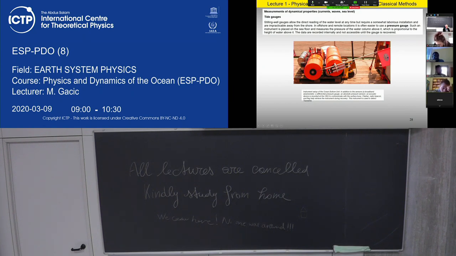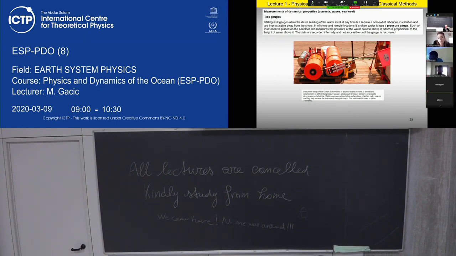So these pressure gauges can be used, but only if you have the measurements of the density or the weight of the water column. This instrument is used very often to detect tsunamis, because you put them at the bottom and do these measurements on the path of the tsunami.